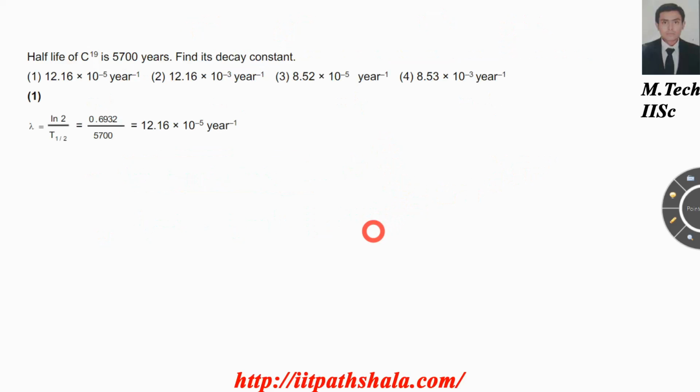Now let us move to the next direct question over here. You have to find the decay constant from the half-life. As you know from the formula itself, half-life and the decay constant are related as follows. This is your half-life, this is your decay constant. Put the values of the data from here. You are given the half-life itself. Put it over here and you will get the following answer, which is nothing but option 1.